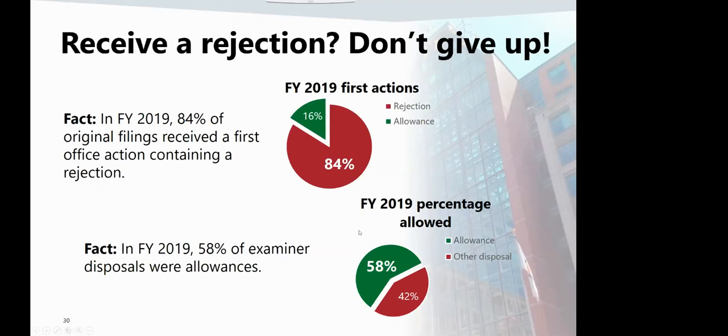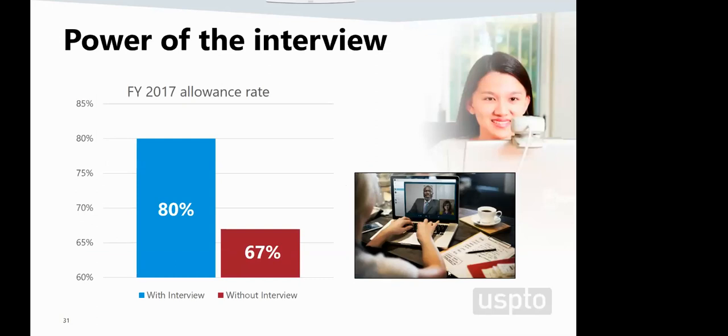And what you see is that over 58% of the applications that are filed eventually do issue as patents. So from that initial 84% rejection rate, that 84% rejection turns into 58% getting allowed and becoming a U.S. patent. So don't despair when you receive that initial rejection, because you still have a very good chance of working with your examiner to come up with allowable subject matter.